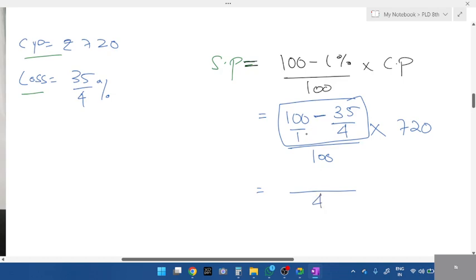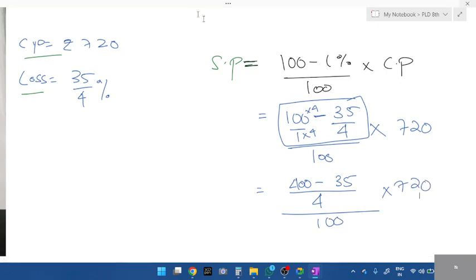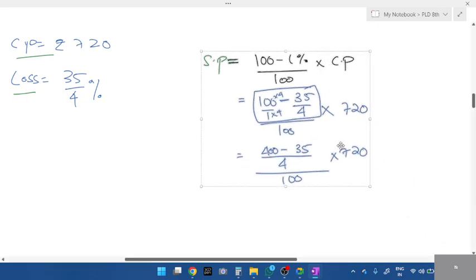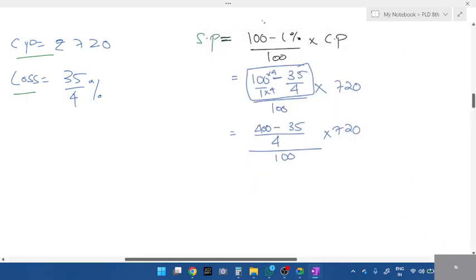LCM is 4. How many times you have to multiply? Into 4. 4 into 100 is 400 minus, divided by, okay, into 720. Which question you were solving? This one or the previous? Okay, okay, fine. You should tell me step by step. I thought you're telling some other answer.